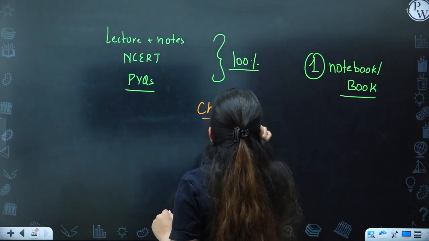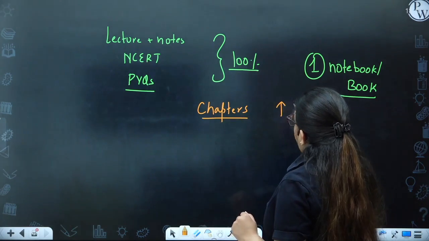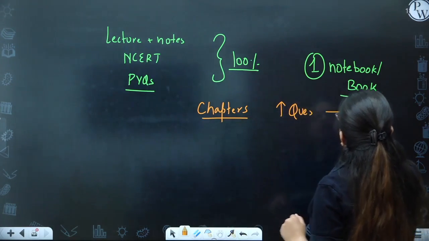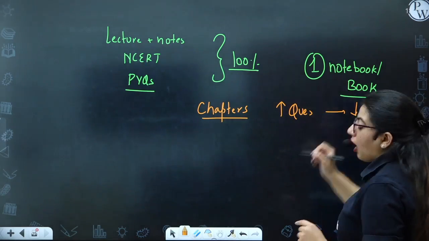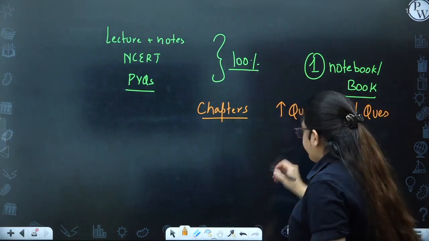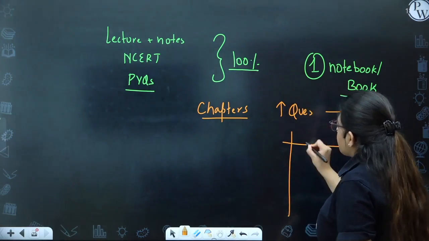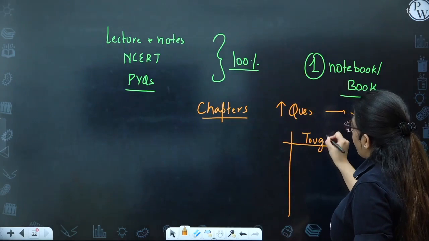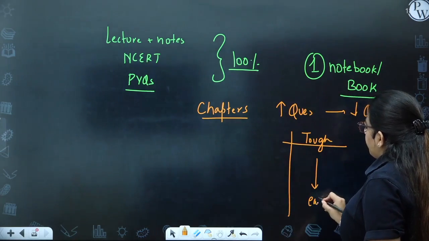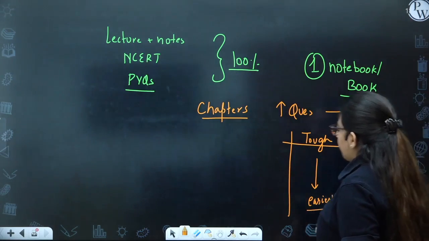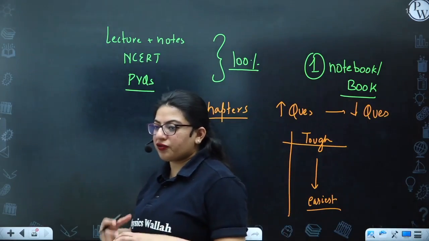Another thing, prioritize your chapters. Chapter priority should be from the highest number of questions asked to the lowest. Now, segregate them. Which one is toughest for you? From toughest to easiest. What we do is, whatever thing we know, we pick those things up first.